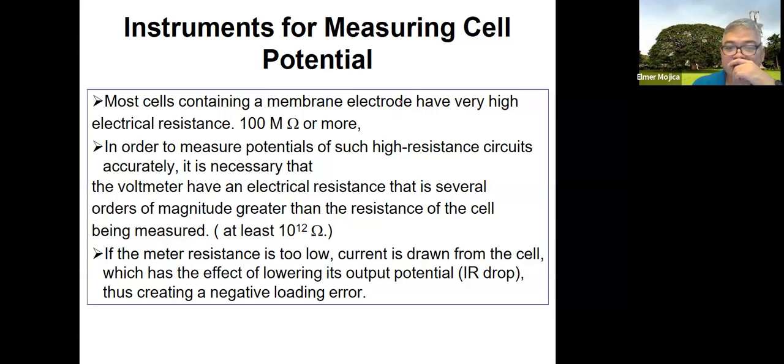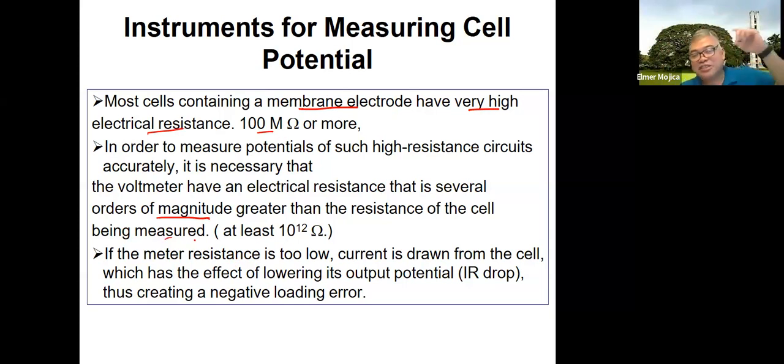So most cells containing what? Membrane electrodes have a very high electrical resistance, around 100 ohms or more. So in order to measure the potential of high resistance circuits, it is necessary that a voltmeter has a resistance that is several orders of magnitude greater than the resistance of the cell being measured.